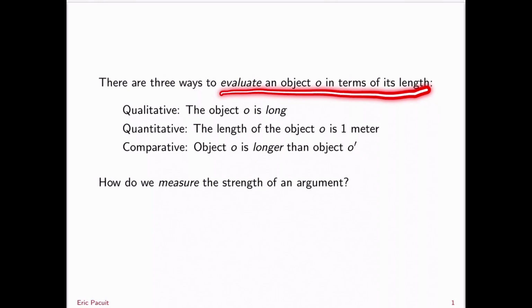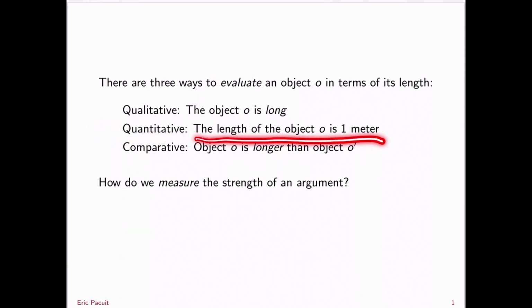its length. Now, if you look at this object O, there are three types of judgments you might make about the object. You might make a qualitative judgment, for example, that object is long. Second, you might be able to make a quantitative judgment. You might be able to say the length of the object is 1 meter, or 1 foot, or however you're measuring the length. And finally, you might be able to make a comparative judgment. You might be able to say object O is longer than object O prime.